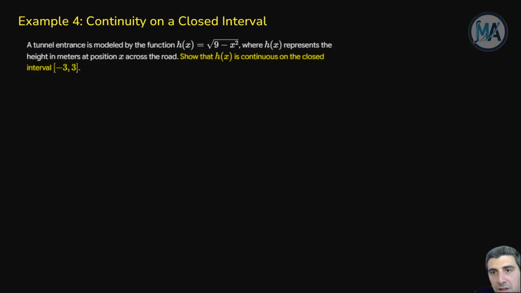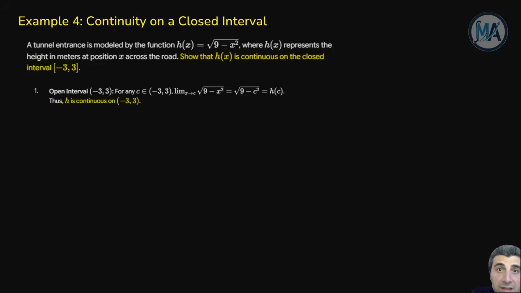Prove that the function is continuous on this closed interval. So here's what we need to check. First, is the function continuous on the open interval, in other words, between the endpoints? Well, radical functions are continuous on their domains, so root 9 minus x squared is continuous for all x between -3 and 3. Then we need to check the left endpoint.